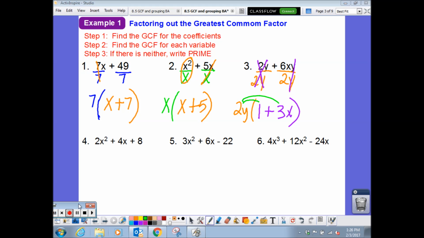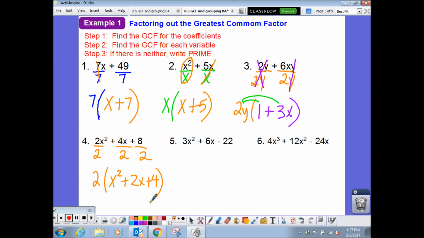Okay, number 4. Okay, I'm going to look at the numbers first. So it looks like 2 goes into all these. Then we're going to look at, do they all have an x? Unfortunately, they don't. The first 2 do, but 8 doesn't. So I'm just dividing everything by 2. So I'm going to write down my GCF. That leaves me with x squared plus 2x plus 4.